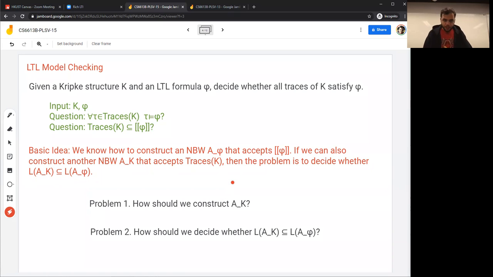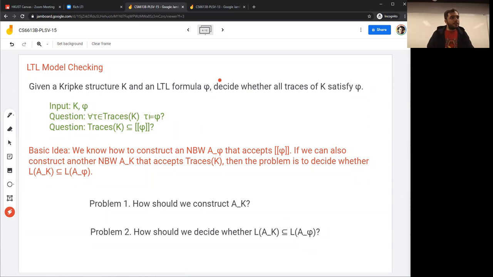As you see, we went from a logical world into a more automata-based world. So there are two problems here. The first problem is, how do we construct this non-deterministic Büchi automaton AK? And the second problem is, how can we decide whether the language of one automaton is a subset of the language of the other?